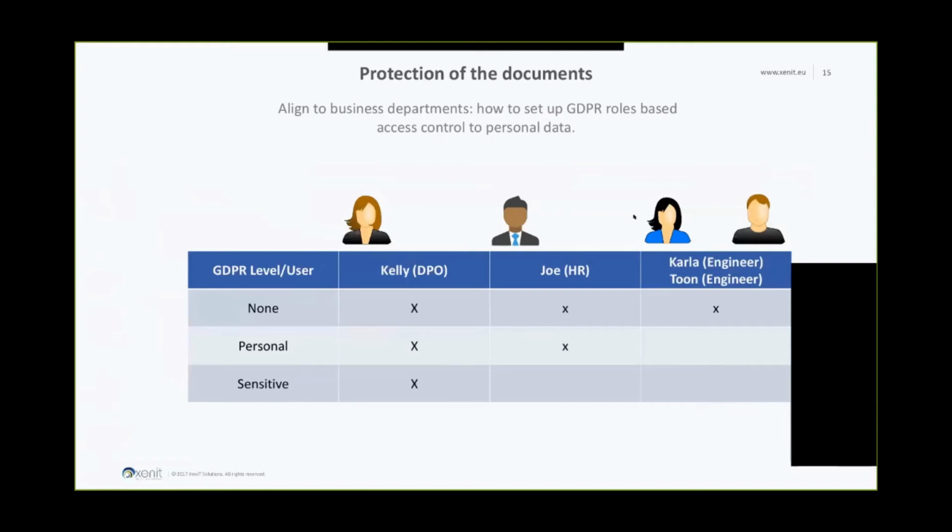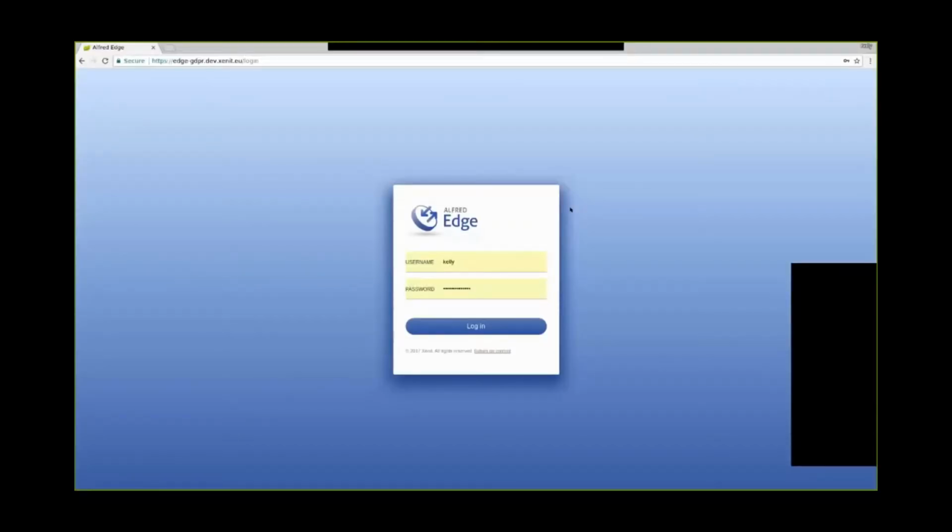So if we now continue with the user Kelly, I switch to a browser and I will log in as the user Kelly. For each of these profiles, I have a different browser to log in with the right profile. So this is Alfred Feiner. I will start with putting a search for PDF documents in the search box.